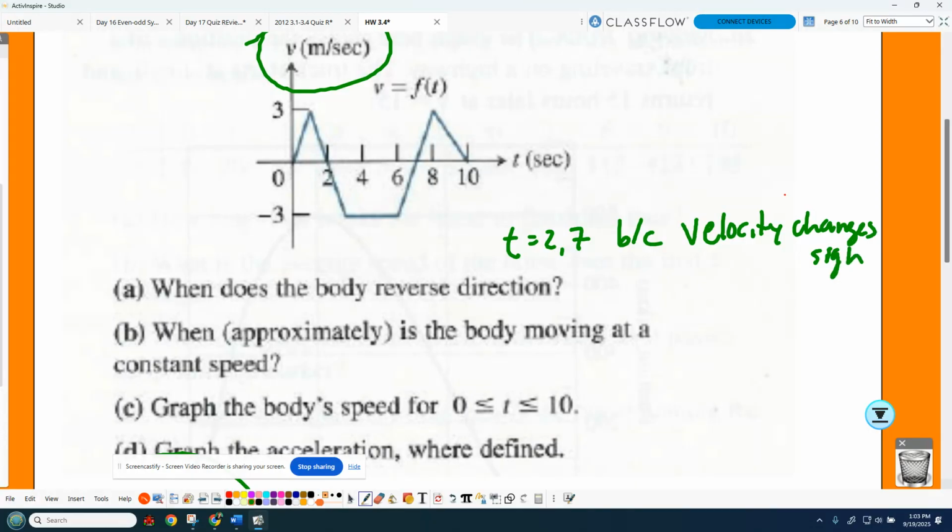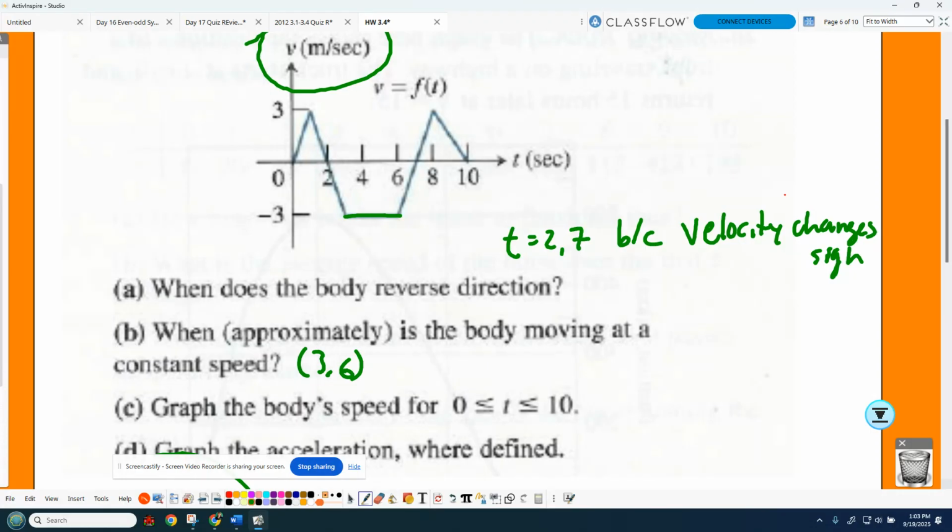Thank you for no pronouns. Where does it change sign? 2 and 7. I just used pronouns. Where velocity changes sign is where this thing changes position, reverses direction. When is it moving at a constant speed? Looks like 3 to 6.